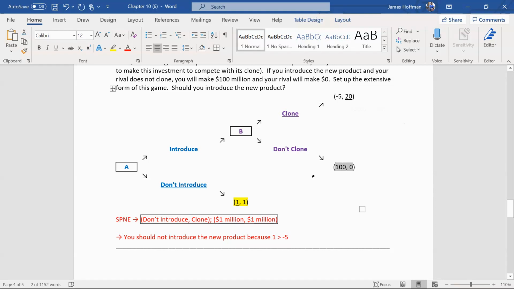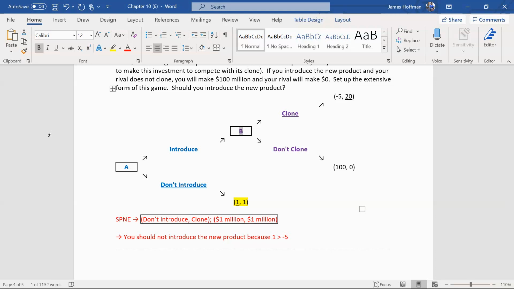Or player B should not clone, and then player A gets 100 and player B gets 0. Okay, so what you want to do in this type of oligopoly game for these firms is go to the second mover, the last player, and start from there. It's called backwards induction: go to the end of the game and then solve it backwards.